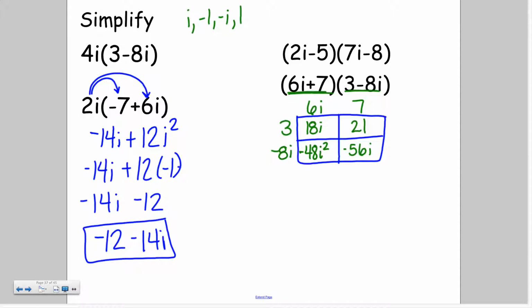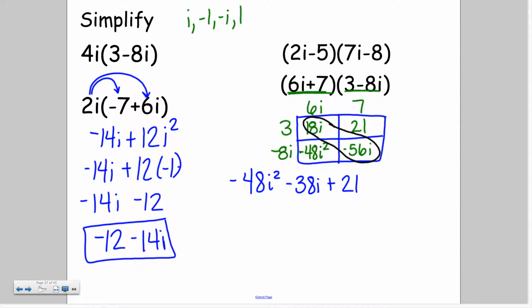Now, this is where I always combine my like terms, just like I did in the other one when I foiled it. But they're always going to be diagonal from each other, so that way you know which ones go together. Now, I'm always going to start out with my highest exponent first when I'm labeling these out. So I have negative 48i squared, and then 18 minus 56, so negative 38i plus 21.